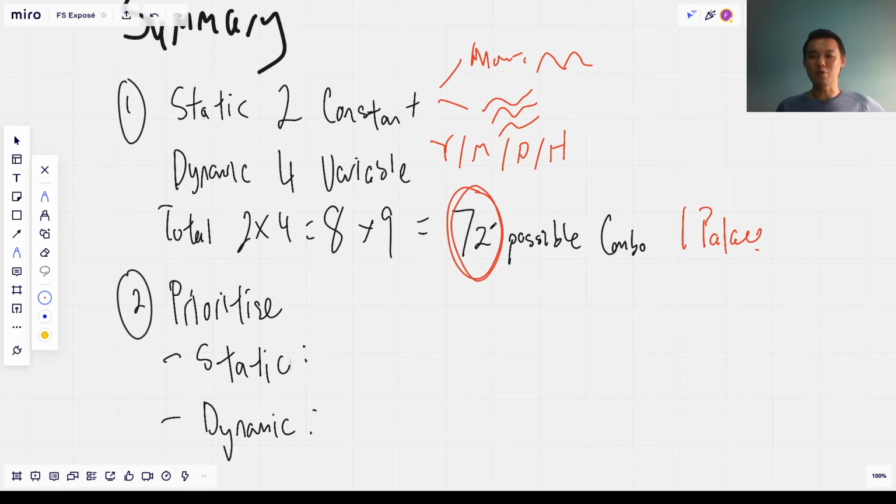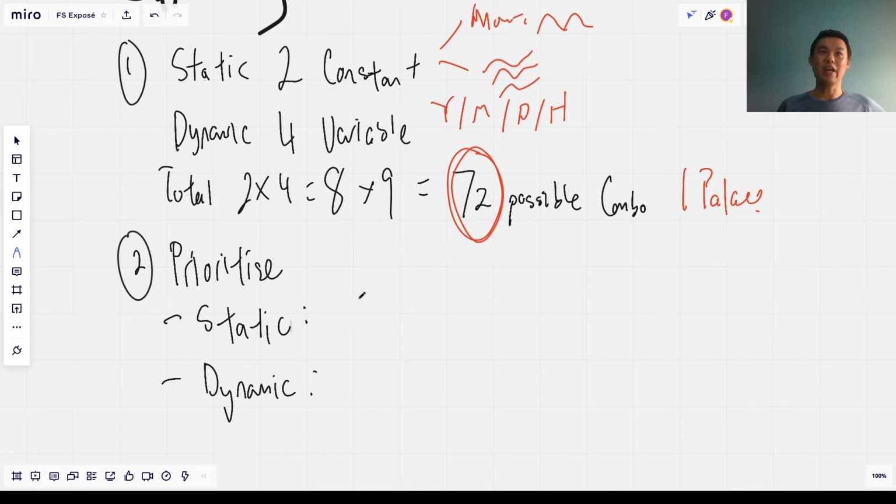If you ask me, it's rather impossible to memorize everything by heart, and then go through the 72 possible combinations and predict an outcome. That is just not feasible. So how do we do when we have so much complexity and so many possible combinations? We need to prioritize.